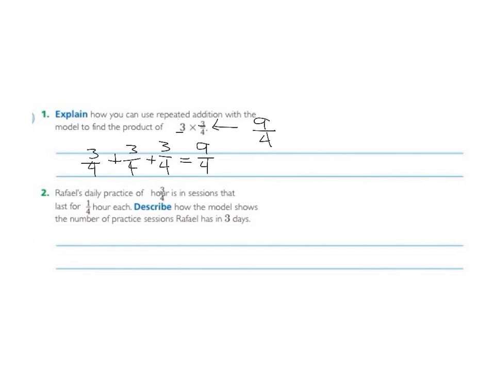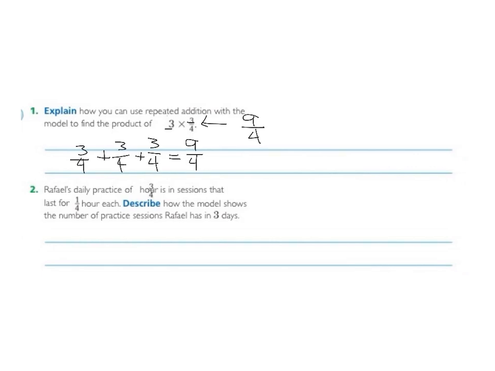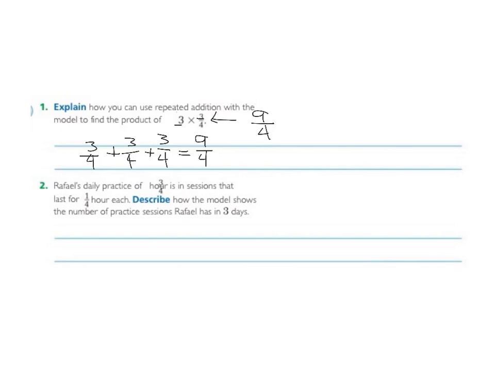Question 2 says, Raphael's daily practice of 3/4 of an hour consists of sessions that last 1/4 hour each. Describe how the model shows the number of practice sessions that he's going to have in 3 days. So if we look at each one of the 9/4 as a unit fraction of 1/4, then we need to know how many times he's going to do the 1/4. That brings us back to our multiplying.